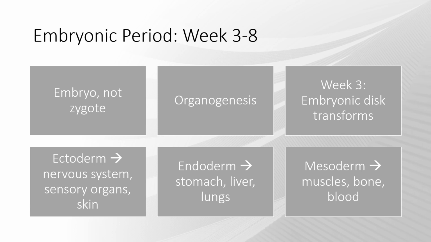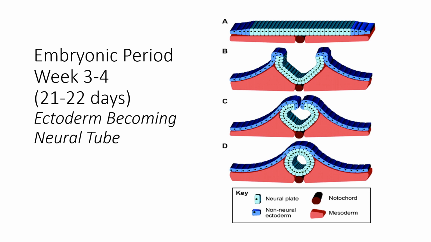So the embryonic disc turns into 3 layers. The ectoderm, which is going to become the central nervous system, the neural tube, the brain and spinal cord, the sensory organs, the skin. And it's the fastest of these to develop. Then the endoderm, that layer will become the stomach, liver, and lungs. And the mesoderm is going to become muscles, bone, reproductive and circulatory systems, including the blood. So this is just a picture showing you what it looks like when the embryonic disc transforms into 3 layers and the ectoderm folds in on itself to become the neural tube, which again will be the brain and the spinal cord.